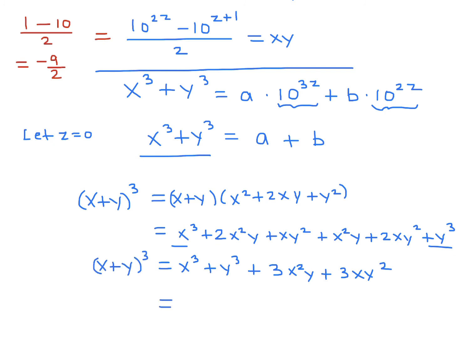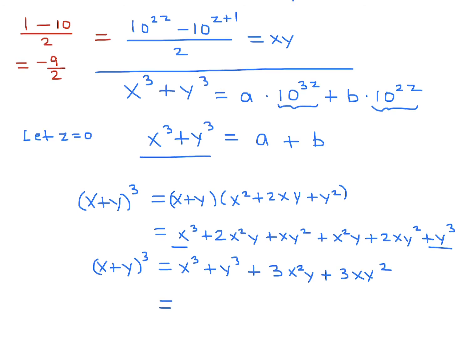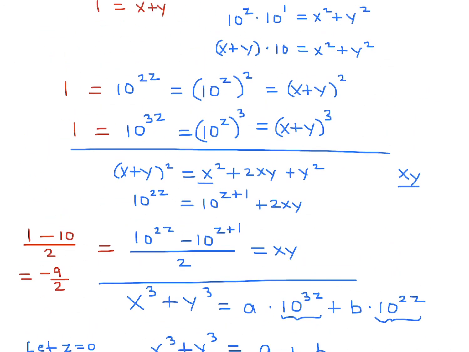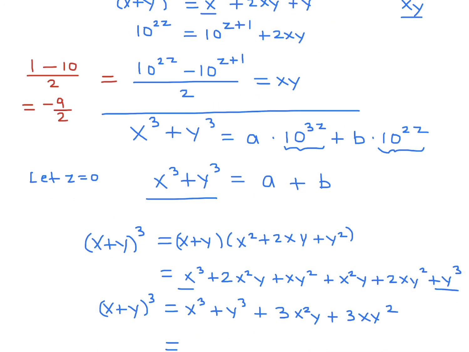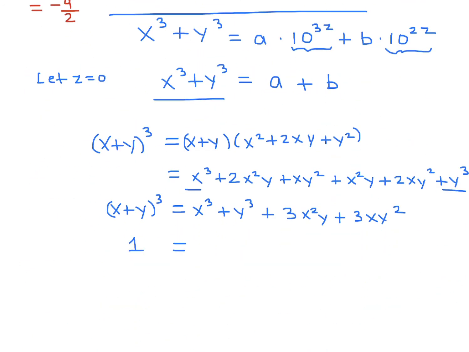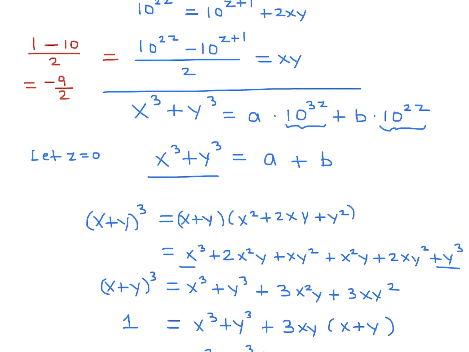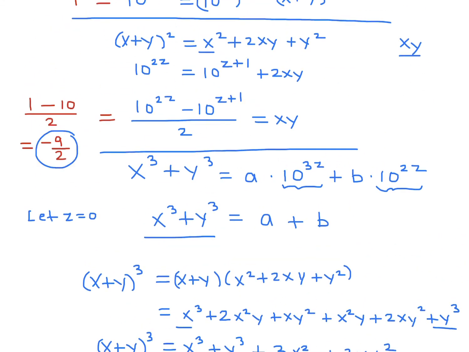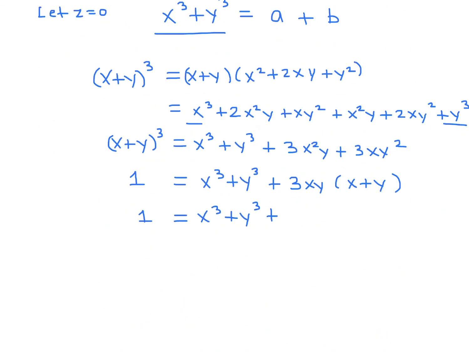So now we can start putting in values. (x plus y) to the power of 3 is 1, so put that in there. x to the power of 3 plus y to the power of 3, that's what I'm trying to figure out. And then let's see what factors here. 3xy(x plus y), like that. x to the power of 3 plus y to the power of 3. xy I figured out already, I think, right here, negative 9 over 2. So put that in there.